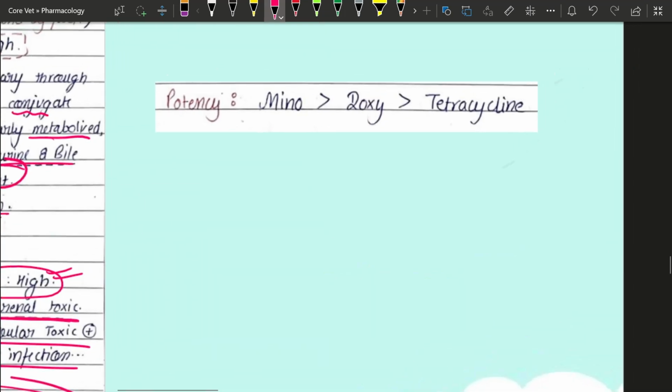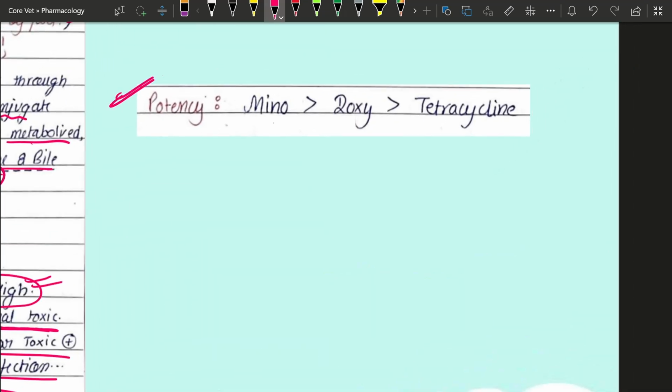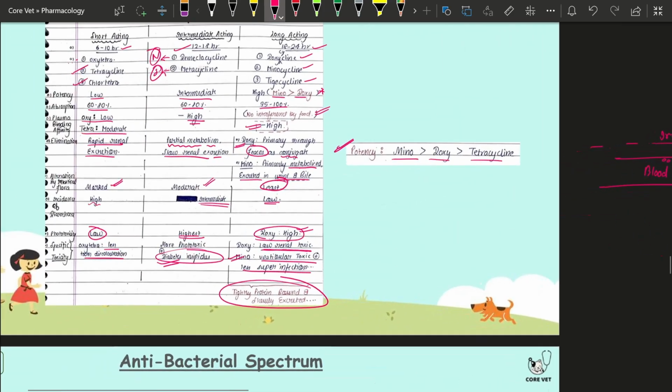If we talk about the potency sequence, minocycline is the most potent, then doxycycline, then the other tetracyclines, right? So this was all about the classification, right?